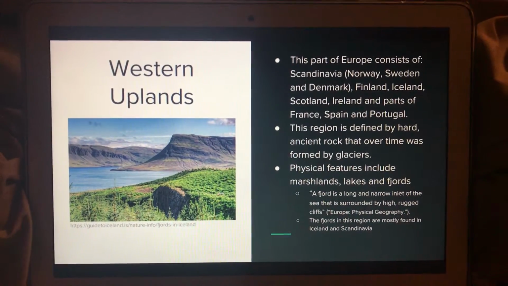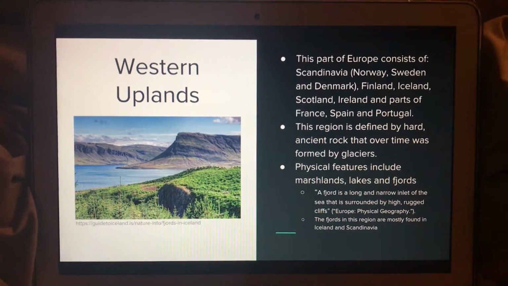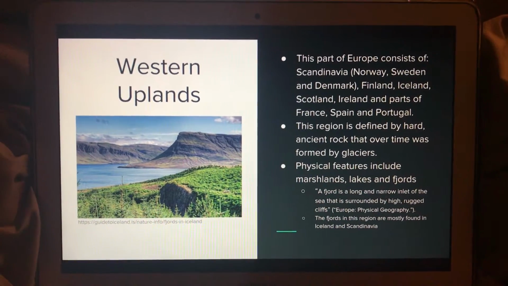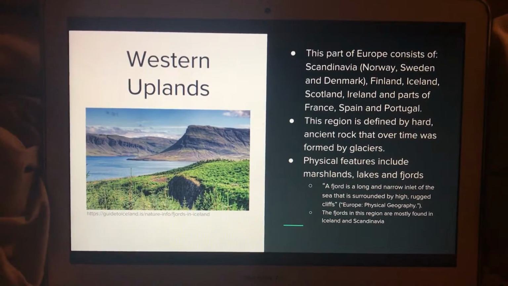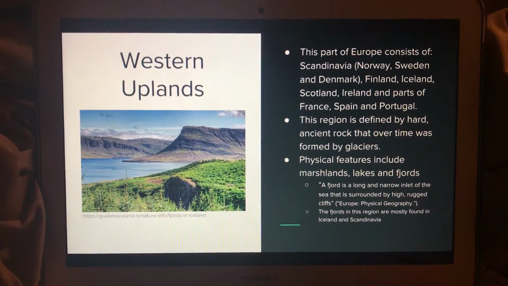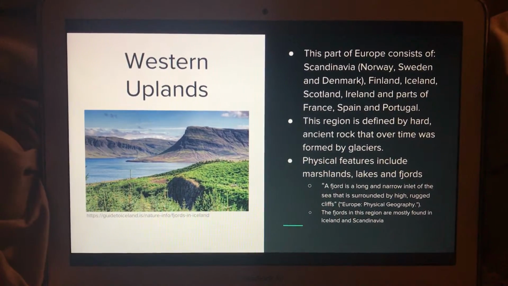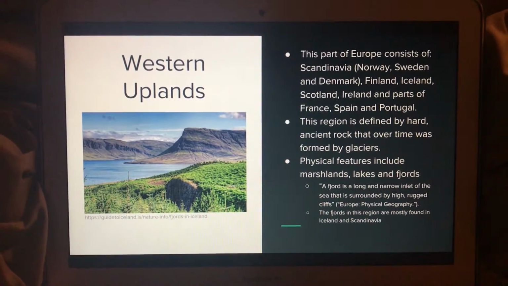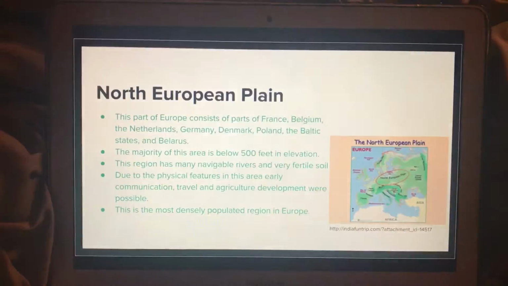The Western Uplands. This part of Europe consists of Scandinavia, which is Norway, Sweden, and Denmark, Finland, Iceland, Scotland, Ireland, and parts of France, Spain, and Portugal. This region is defined by hard, ancient rock that over time was formed by glaciers. Physical features include marshlands, lakes, and fjords. A fjord is a long and narrow inlet of the sea that is surrounded by high, rugged cliffs. The fjords in this region are mostly found in Iceland and Scandinavia.